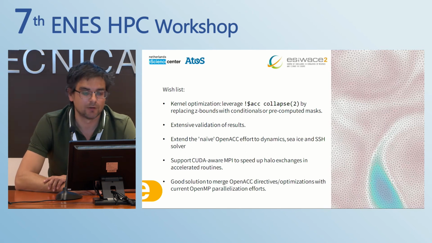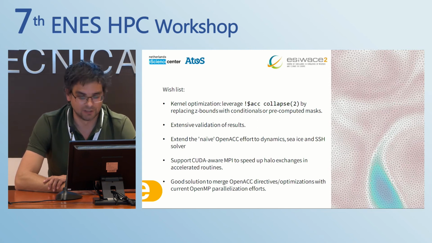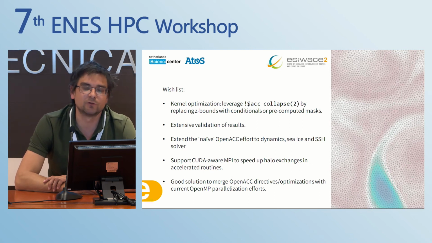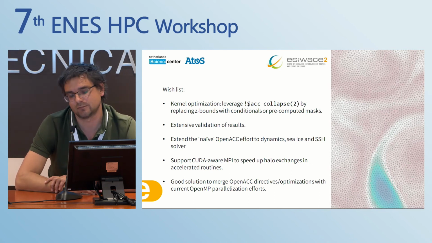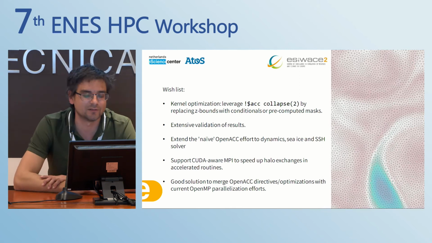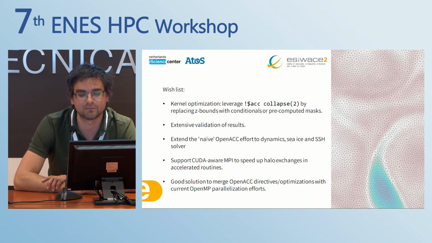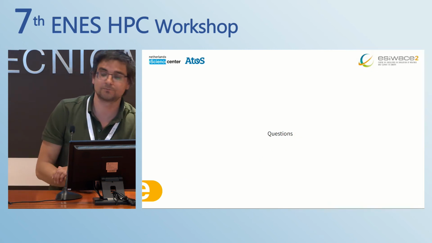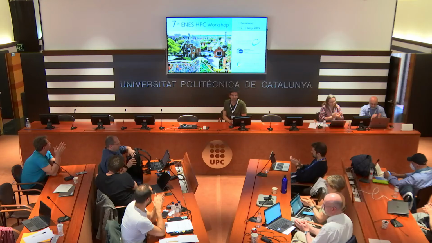Yes, there are also things like CUDA-aware MPI, GPU direct. We didn't use that, but you have halo exchanges in the routines, so that could be very useful to exploit. And finally, currently there is an OpenMP parallelization effort. So the team needs to think about how to merge OpenACC with that effort, without the code growing too difficult, I would say. So that's what I had to say. Thanks.